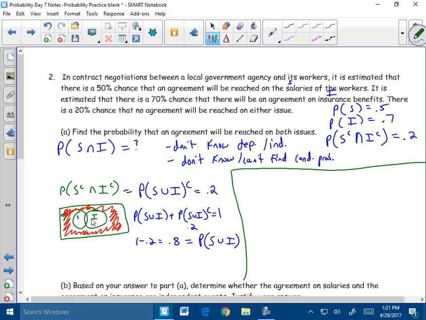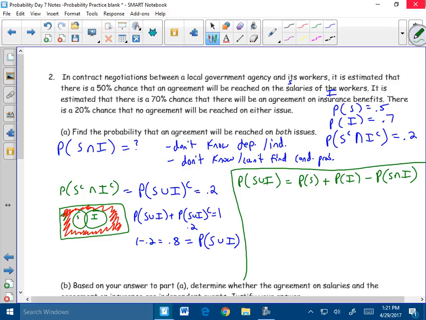Okay, so what I just figured out is that if I add up all the circles, including the overlapping part, I get 0.8, right? I have some totals up here that'll help me figure out what this overlapping part is. That's what I'm trying to find. So based on our addition rule, I could use the fact that the probability of S or I is equal to the probability of S plus the probability of I minus the probability of S and I, right? Subtract the overlap.